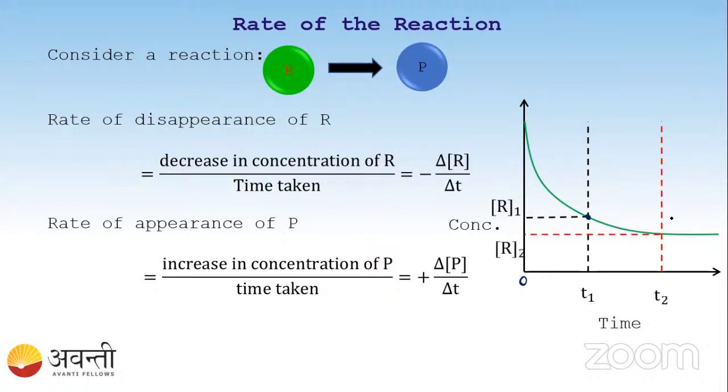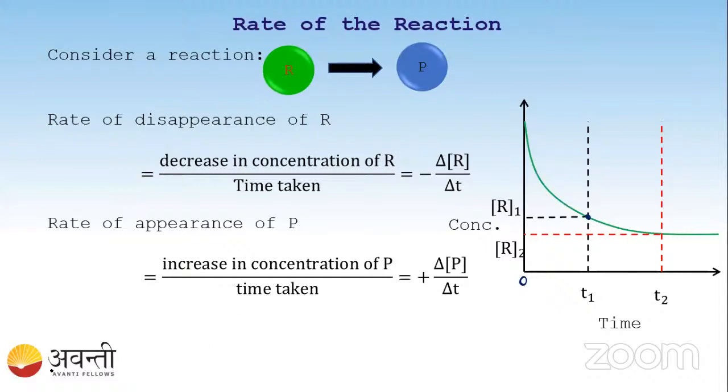Now, what I want you to understand is T1 is the initial time where the concentration is high, R1 is higher. And if you talk about T2, delta T, after a certain time the concentration is decreasing. The concentration is decreasing. That is the reason why we are representing it with the minus sign.